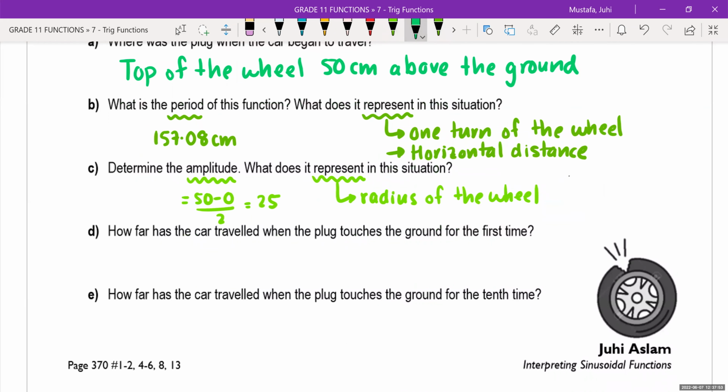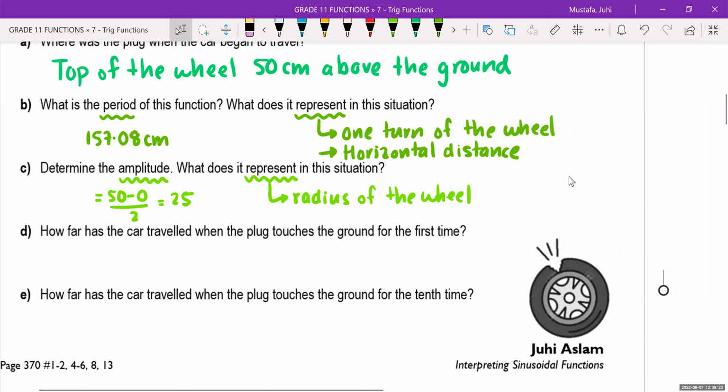All right, question D. How far has the car traveled when the plug touches the ground for the first time? So remember, the plug starts at the top, and then how far do you think it's gone when it touches the bottom of the ground? Radius of the wheel, and I just did the calculation for amplitude: 50 take away 0 divided by 2, which is 25. But really, you could just use logic for that and figure it out that way.